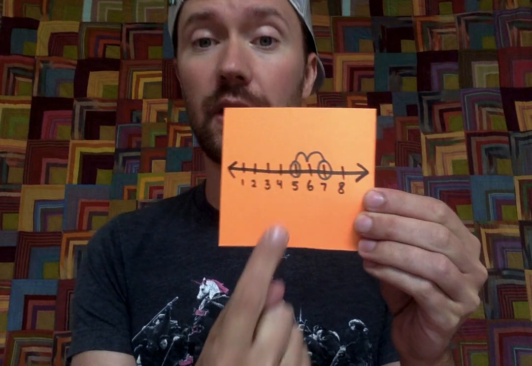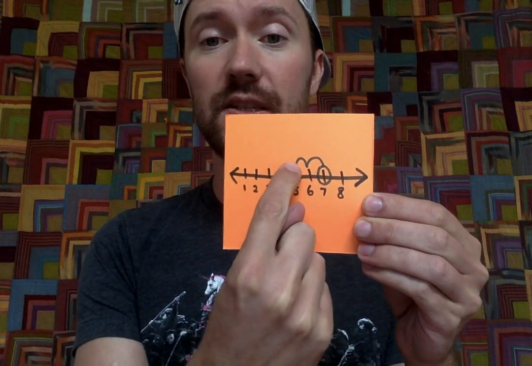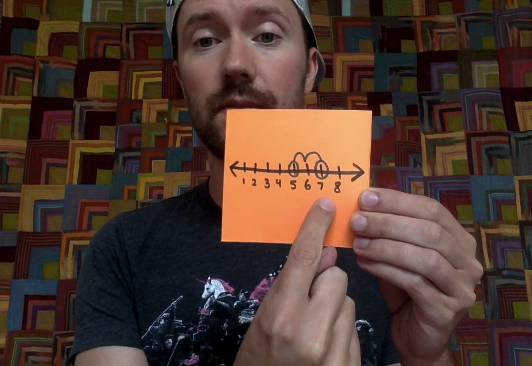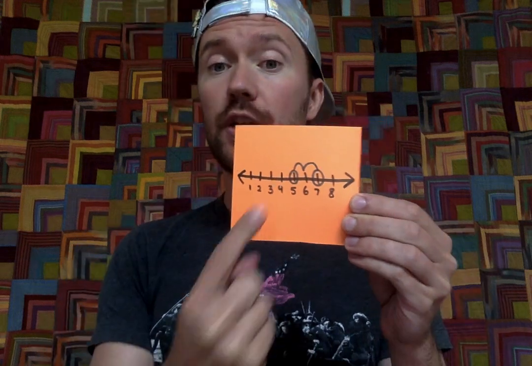I ate 5 Thin Mints and I ate 2 Samoas. I ate 7 Girl Scout cookies total. That's 7 Girl Scout cookies. And that matches my number line. I ate 5 of my Thin Mints. I ate 2 more Samoas. That was 7 Girl Scout cookies. 2 parts came together to make a new whole.